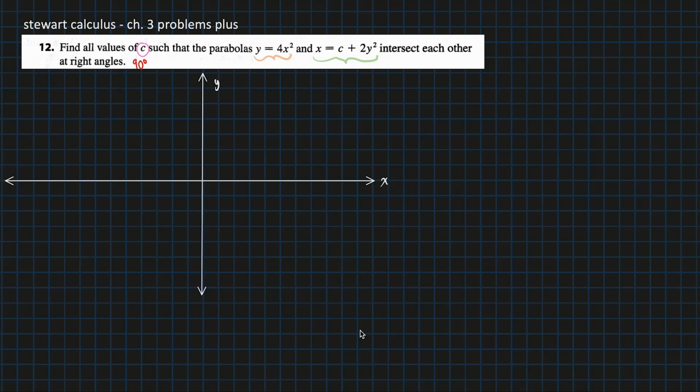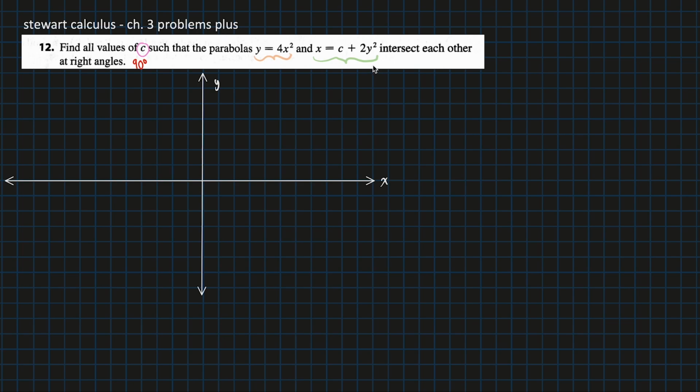We are told, find all values of c such that the parabolas y equals 4x squared and x equals c plus 2y squared intersect each other at right angles, or 90 degrees. Okay, so we see that we have two parabolas here. One is 4x squared and one is x equals c plus 2y squared.